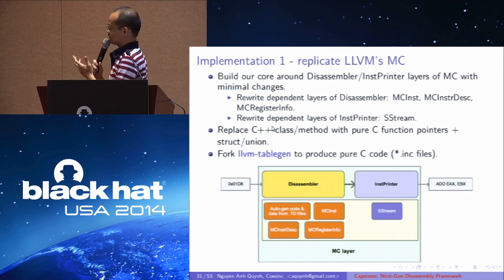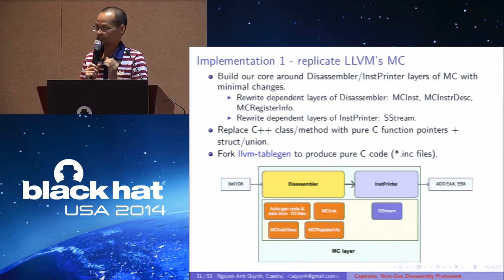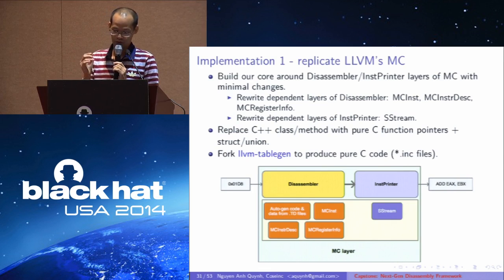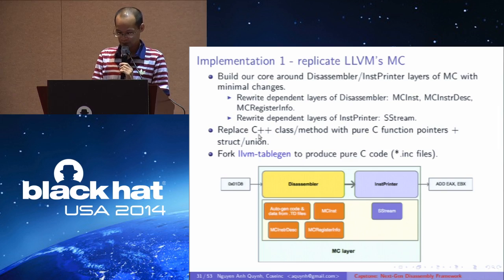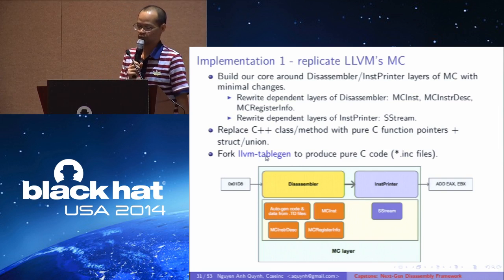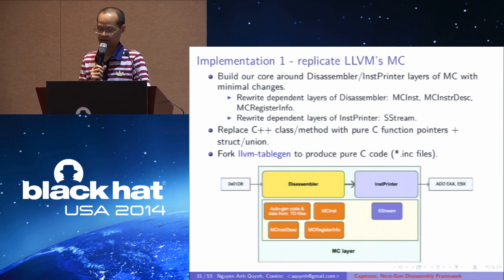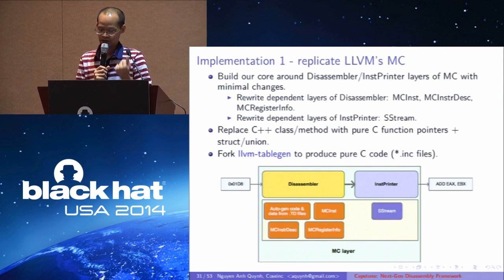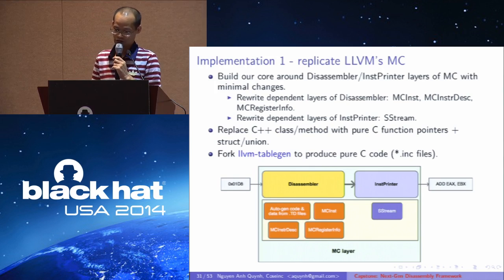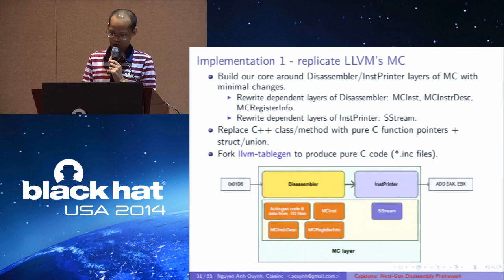And remember that LLVM code is in C++, right? So I need to replace all the C++ code with C code. So I need to rewrite a lot of things here. And remember the TableGen tool, which produces C++ code from the .td files to be used by the disassembler. So I also forked this tool, TableGen. But my tool now produces pure C code, not C++, because the original TableGen gives you C++ code, which I cannot use. So I forked TableGen and my TableGen produces pure C code.